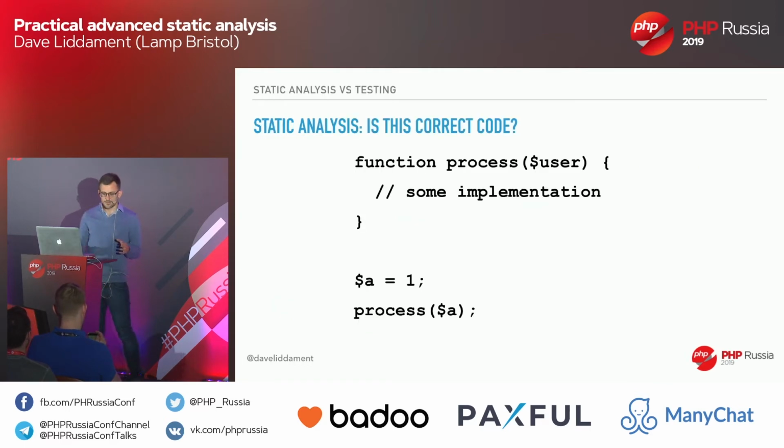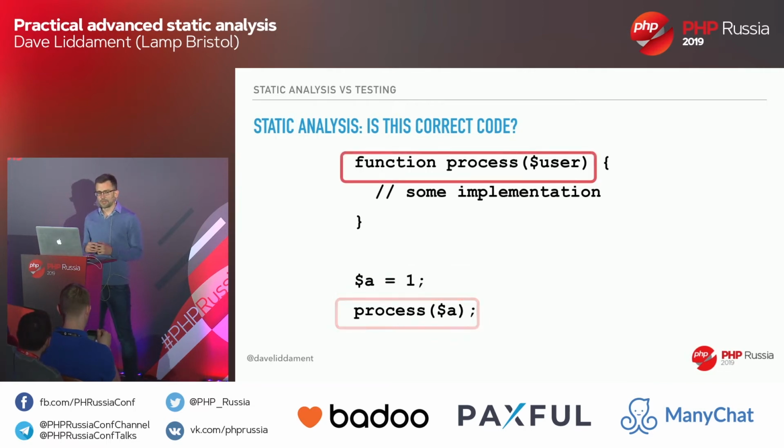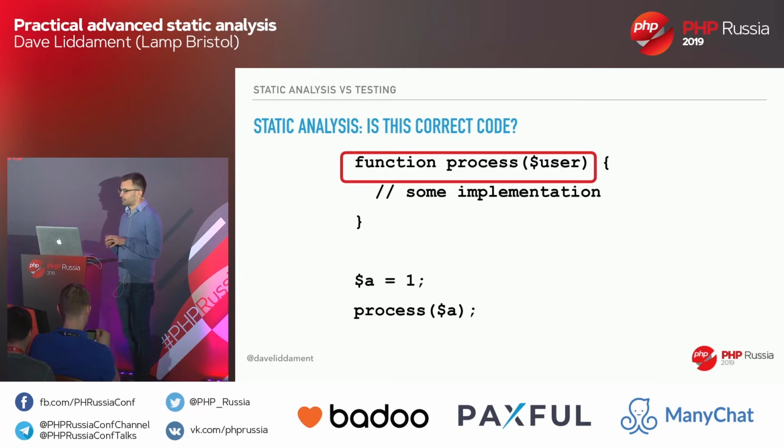So we can do some static analysis now. We can ask ourselves, is this code correct? So let's have a look. We can see we're assigning the integer value 1 to the variable a. We're then calling process, passing that integer value 1. And we can see that process takes some parameter, but we don't know what. So looking at this code, as far as we can tell, this code will work.